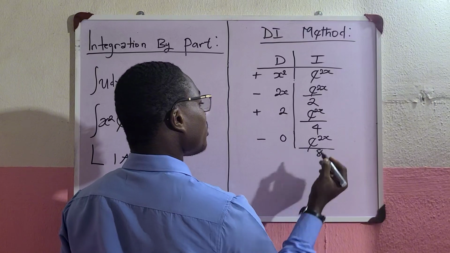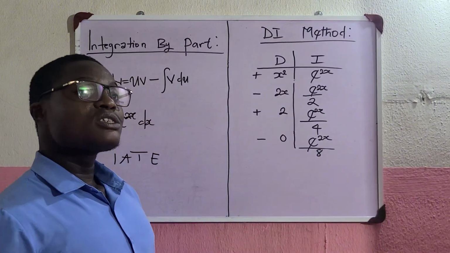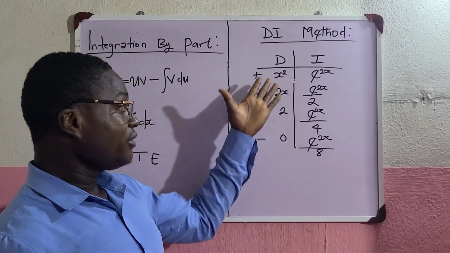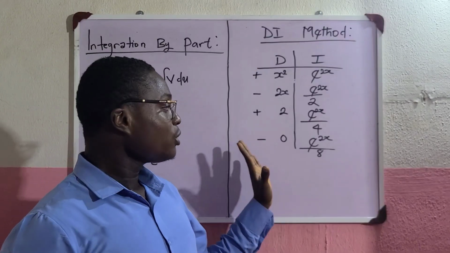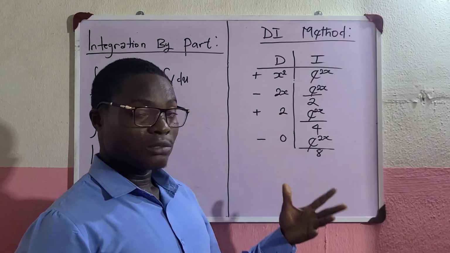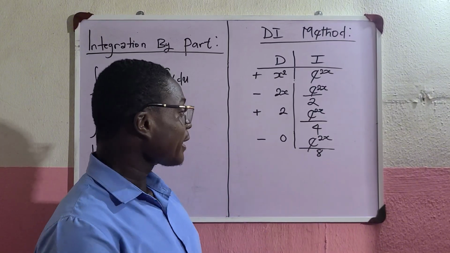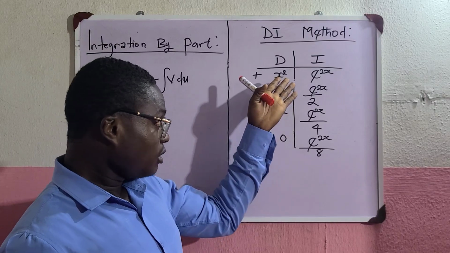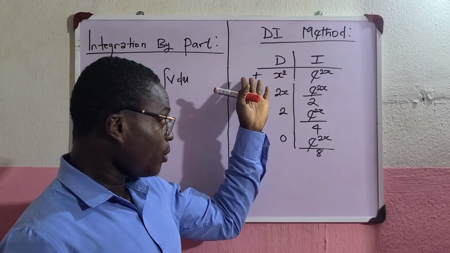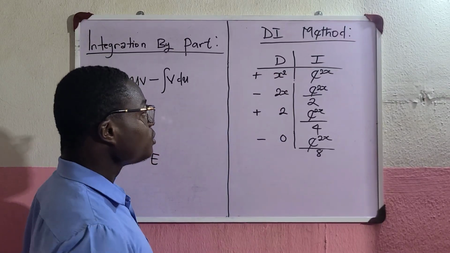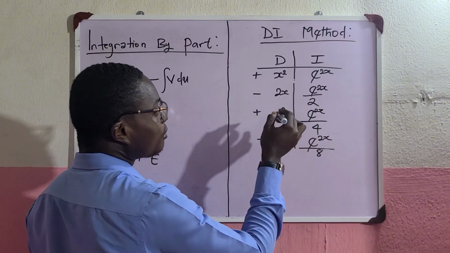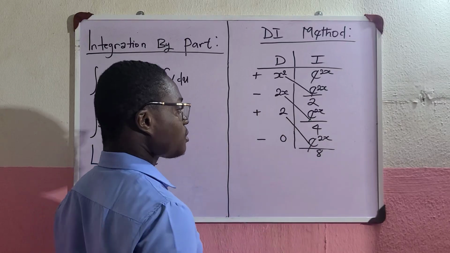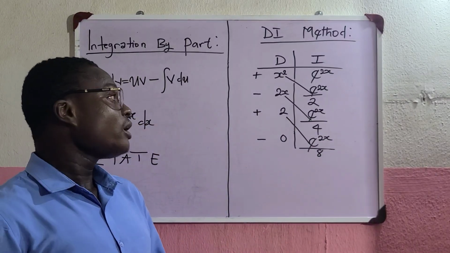Now the question is, how will you know when to stop differentiating? Once your differentiated function goes to 0, then you stop, follow the sign convention, and get the answer to that integral. So now that we have attained zero in differentiating our x squared, we can now start. How do we do this? We multiply diagonally. So we multiply this, and multiply this. If we perform that, then we are done.